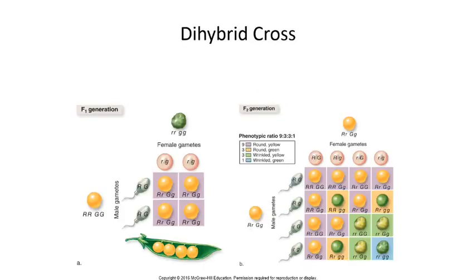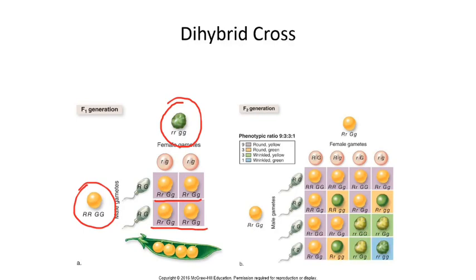In a dihybrid cross, we're going to look at 2 traits. So we're going to take a homozygous dominant male and cross it with a homozygous recessive female. And when we look at that Punnett square, their offspring are all going to be heterozygous. But we're going to see the dominant traits. So yellow is the dominant color and round is the dominant shape.